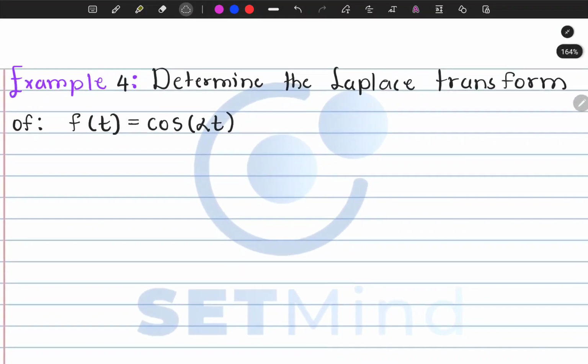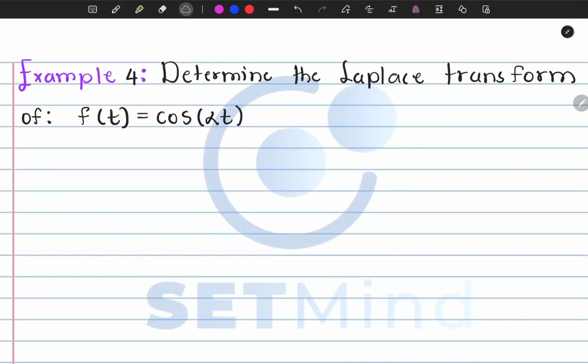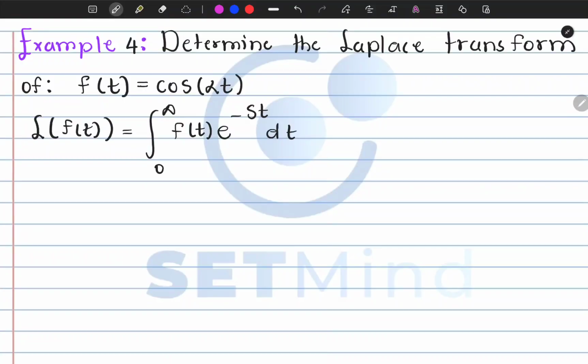Okay, so let's now have a look at example number 4, where we are required to determine the Laplace transform of f of t, which is equal to cos of alpha t. So this is not too different from the problem which we did previously, where we were dealing with sine. So let's quickly write down our definition. It is the same as integrating from 0 to infinity f of t multiplied by e to the negative st, and then dt.